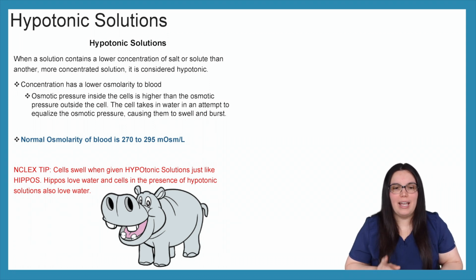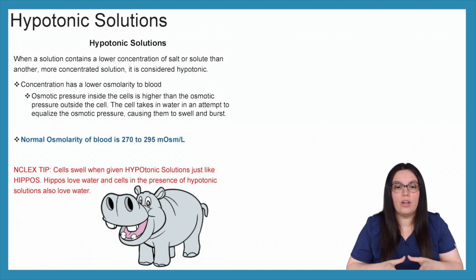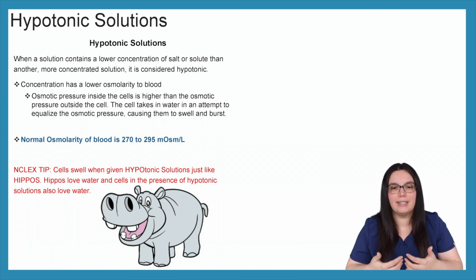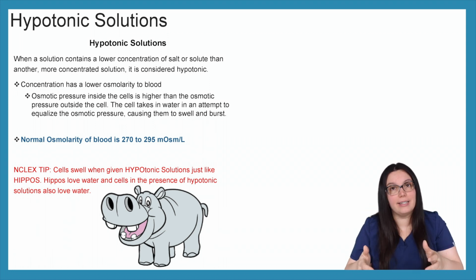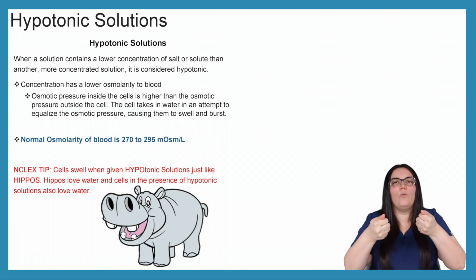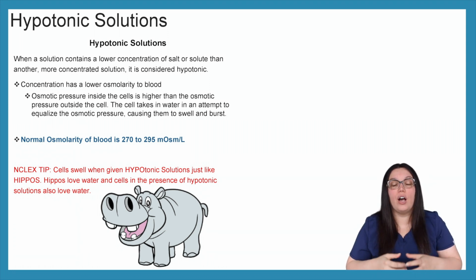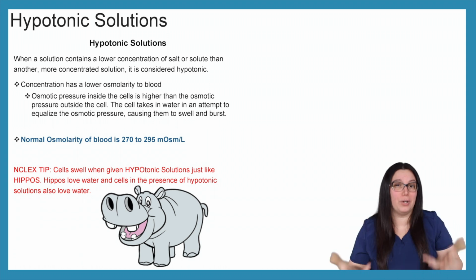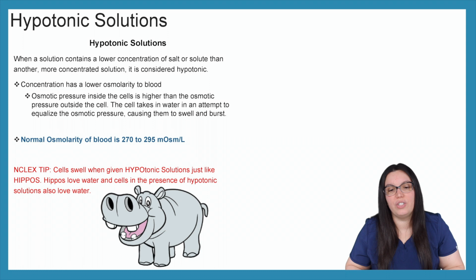So what does that mean? It has a lower osmolality than blood. With the osmotic pressure inside the cells being higher than the osmotic pressure outside, the cells take in water in an attempt to equalize that osmotic pressure, causing them to swell and even burst. Our normal osmolality of blood is between 270 and 295.